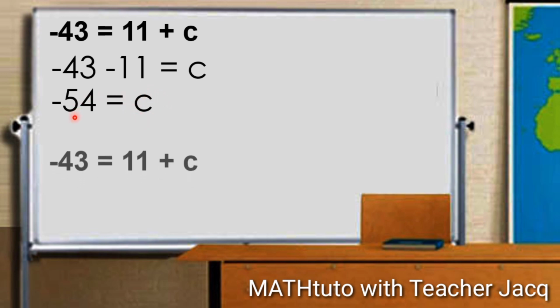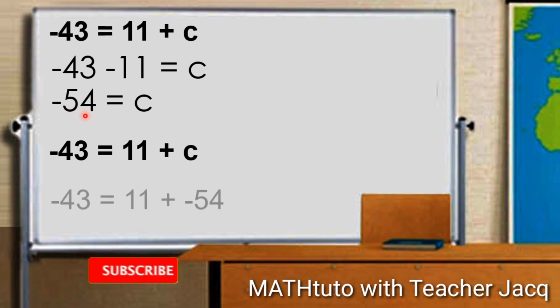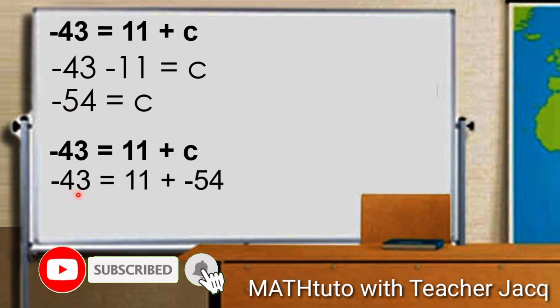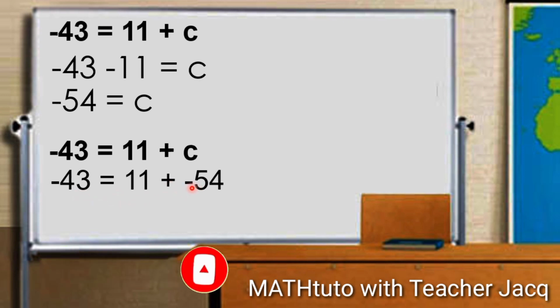Now, let us check. Again, our given is negative 43 equals 11 plus c. Now, let us substitute this c sa ating nakuhang value na negative 54. Kaya meron ngayon tayong negative 43 equals 11 plus negative 54. So, meron ngayon tayong negative 43 equals negative 43.